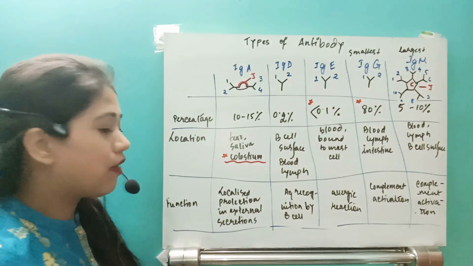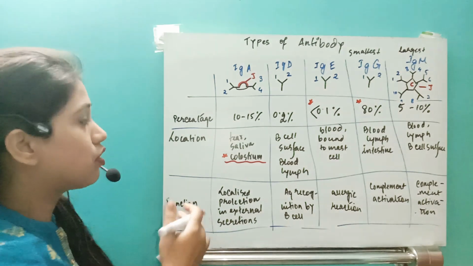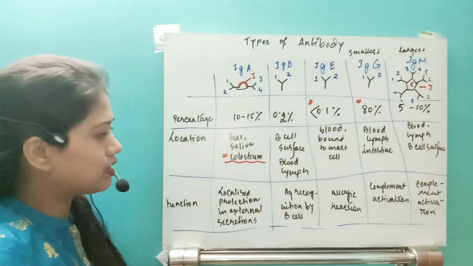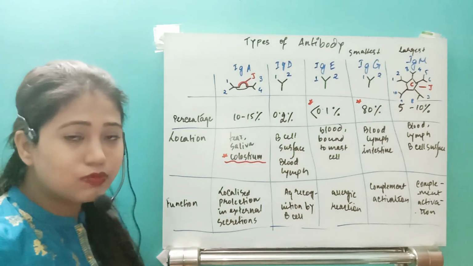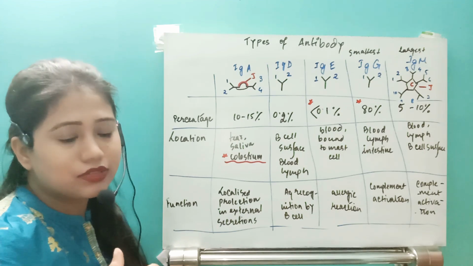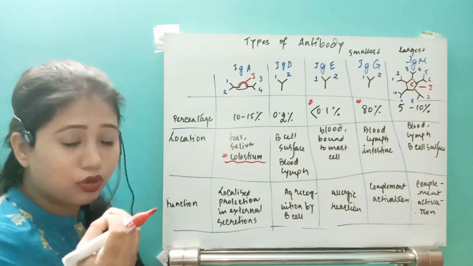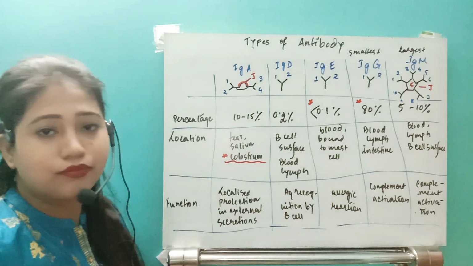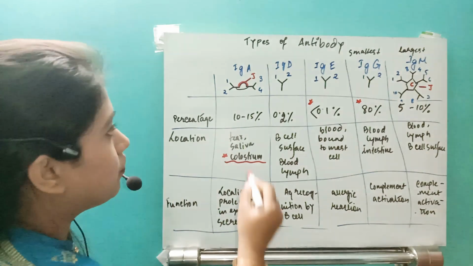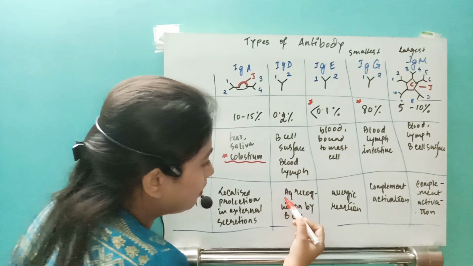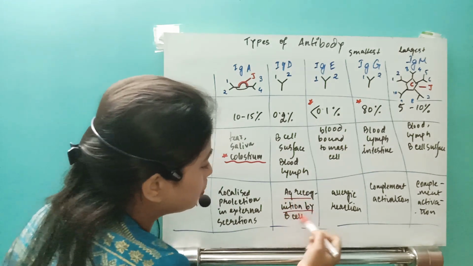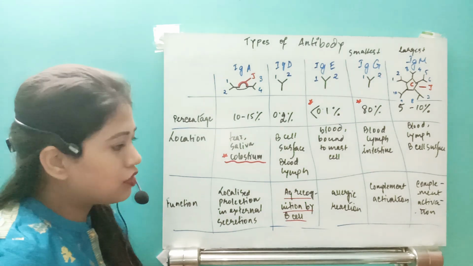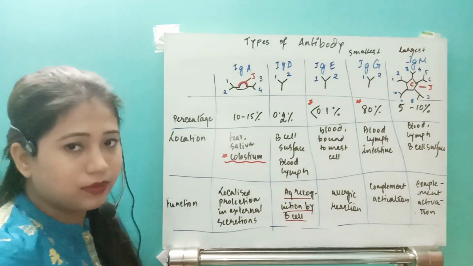Next, function wise, what is the function of immunoglobulin A? It helps only in external function, like in the saliva and the tear where it is present. If some foreign particles try to enter your eye, then this IgA will kill that pathogen. Now IgD helps in antigen recognition by the B lymphocyte. So it helps basically in recognition.